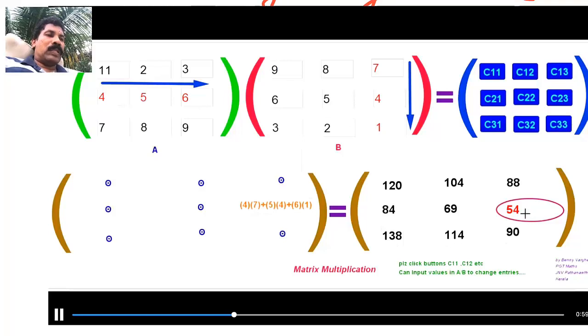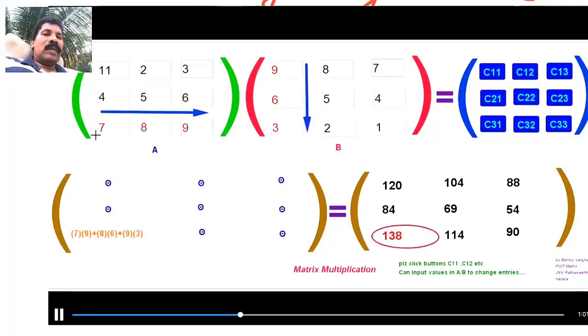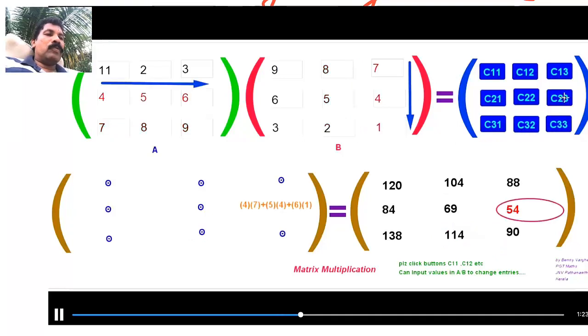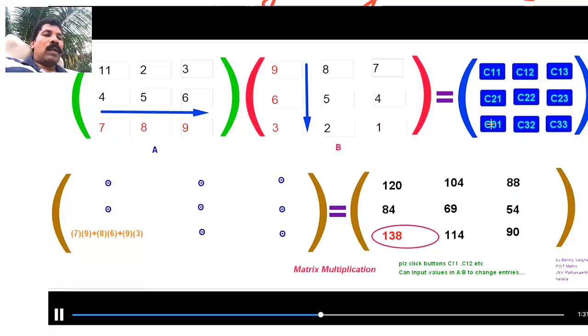That's all. In this way we can proceed. In order to get C31, that is third row of the first matrix, first column of the second matrix, then corresponding elements we have to multiply. In order to get C32 element, that is third row of the first and second column of the second matrix, we can multiply corresponding elements and add them. And then in order to get C33, we have to multiply third row and third column. Any element, for example here you can see 2, 3, any element we can find like this.